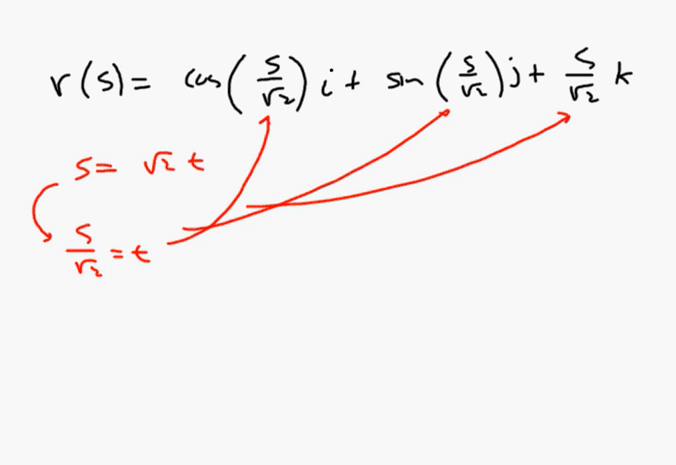Okay. So now we've discussed this idea, and you might be thinking, all right, why is this an important idea? Why do we care about reparameterizing a vector function with respect to arc length? Well, it actually has to do with the idea of curvature, which is something we're going to attempt to define pretty shortly.